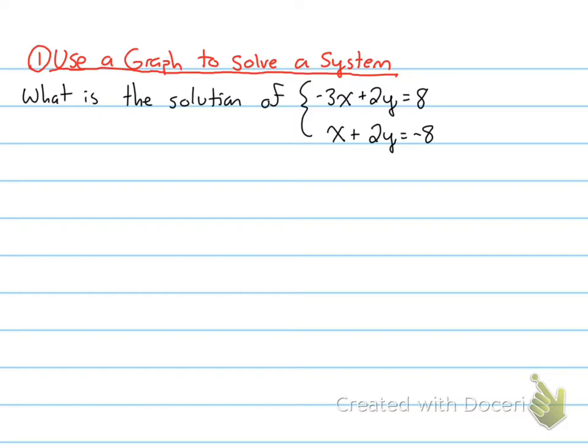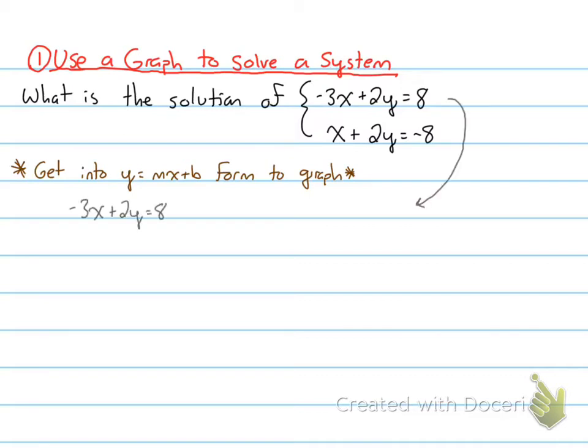So let's run through this with an example. I want to find the solution of negative 3x plus 2y equals 8 and x plus 2y equals negative 8. As I said before, in today's lesson we're going to focus on solving by graphing. Later in this week we're going to focus on doing this algebraically. Today we're just going to focus on graphing. If I'm graphing, the easiest way to do this is going to be to get my equations into slope-intercept form. So I'm going to start with my first equation.